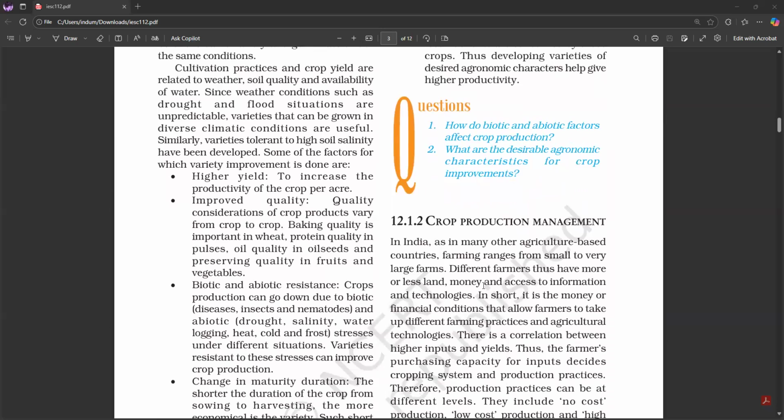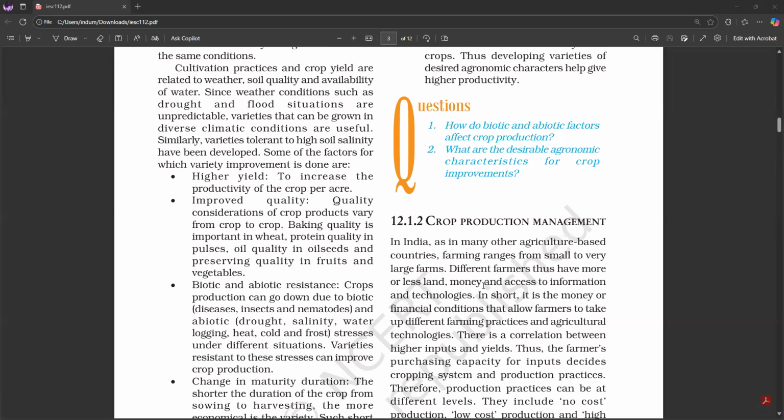Cultivation practices and crop yield are related to weather, soil quality, and availability of water. Since weather conditions such as drought and flood situations are unpredictable, varieties that can be grown in diverse climatic conditions are useful. Similarly, varieties tolerant to high soil salinity have been developed.